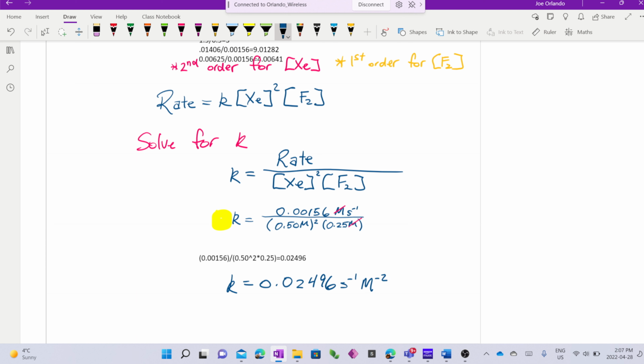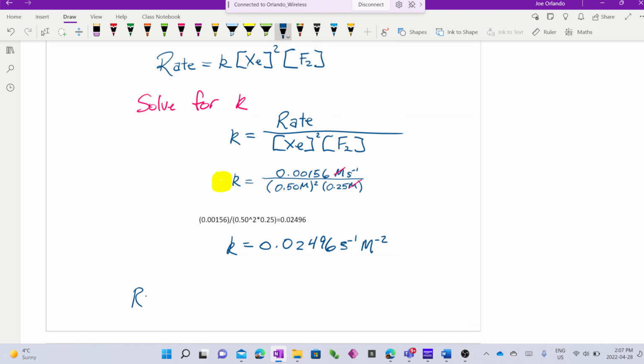Why does second go first? Whatever. If you want to do molar squared and then second, that's fine. Because we're not in minutes anymore, we're in seconds. And so if we wanted to rewrite the rate law, we could say rate equals 0.02496 per second per molar squared times xenon squared, molar squared, of course, which it always was.